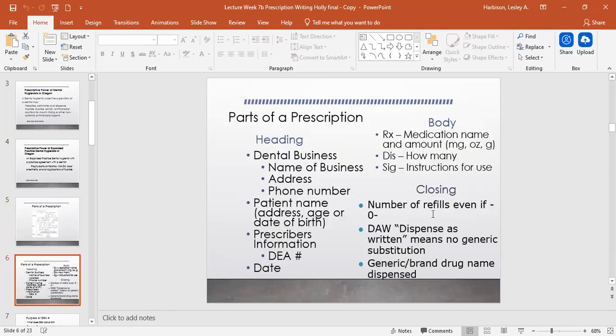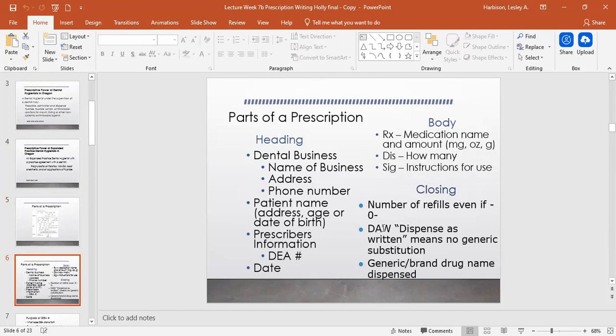So here, this is just describing what we just saw in the previous slide. You have the heading, which has the dental business, the name of the provider, patient's name, prescriber's information, DEA number or NPI number, the date. The body is going to have the RX or the prescription, the medication name and the amount or the dosage, and then how much is being dispensed, how many tablets or how much liquid, and then the SIG, which is the instructions for use. And then in the closing, you'll have refills.